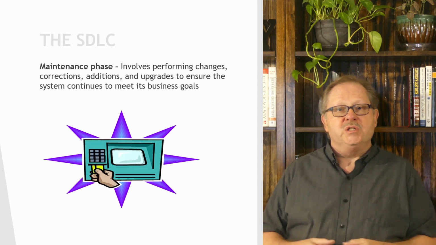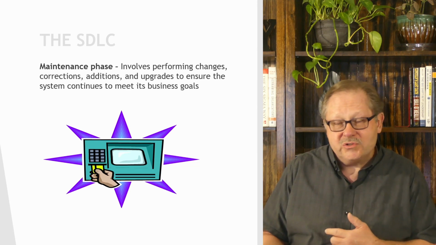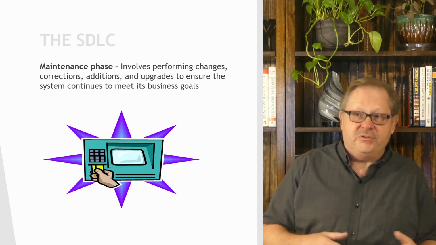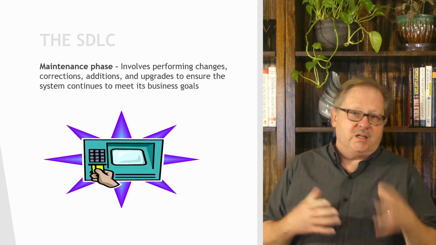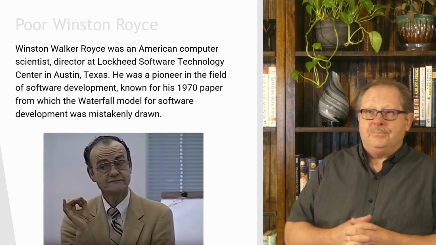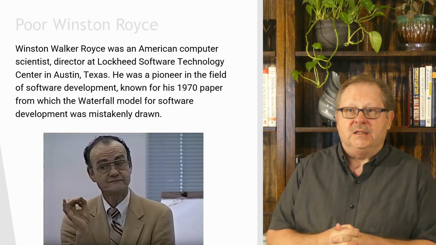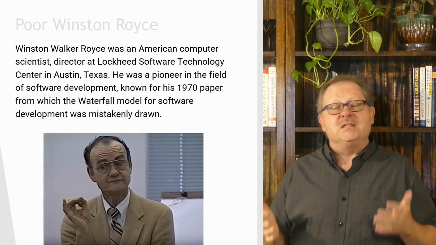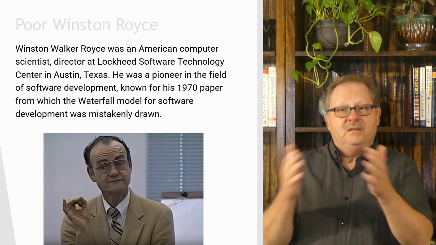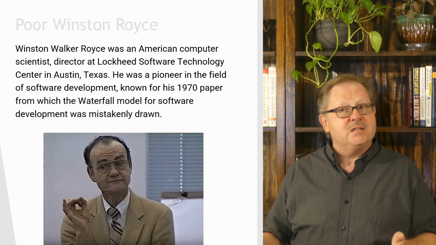And then, of course, it goes into maintenance, which, you do corrections that come up when the business changes a little bit. You add other features, you upgrade the system so that it continues to meet all of those business goals. Now, poor Winston Royce. I have to really pity the man, unfortunately, because Winston Royce was a computer scientist, and he basically postulated that you had to do all of these things that I've been talking about in order to develop a system.